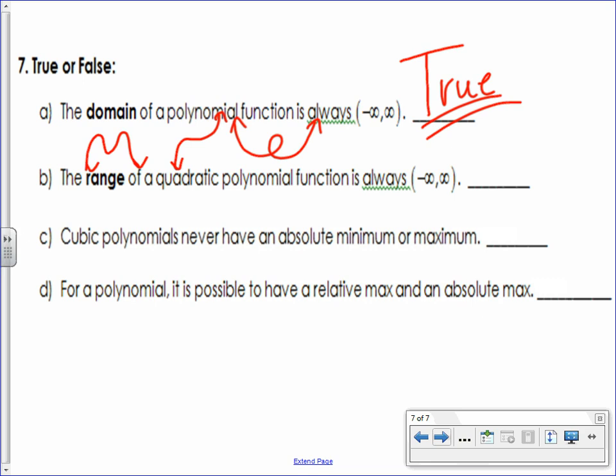The range of a quadratic polynomial function is always negative infinity to positive infinity. Quadratic means my degree is 2, right? And the graph of a quadratic polynomial is either going to be a positive parabola or a negative parabola. Well, no matter what, either one of these parabolas is either going to have an absolute lowest or an absolute highest. It's either going to have a mountain or a valley. So if that's true, then my range is not going to be from negative to positive. This is false.